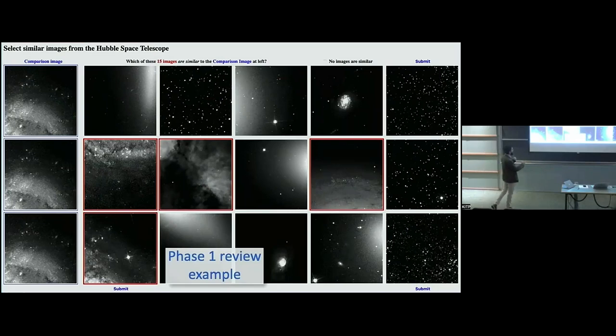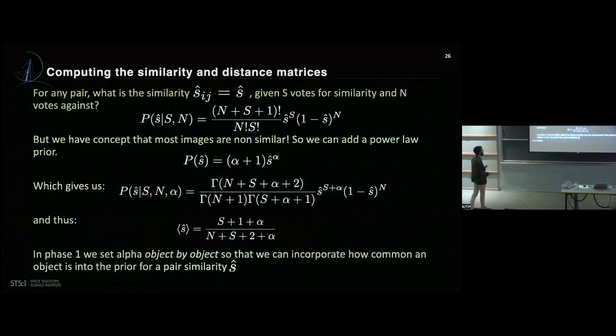So we did this across every single pair. Every image was compared to every other image just one time, to either vote yes or no, or yes or not yes. From this, we need to build up some kind of information. Sorry, there are equations. First, for any pair, what's the similarity? The pair is an ij pair, so the ith image with the jth image.